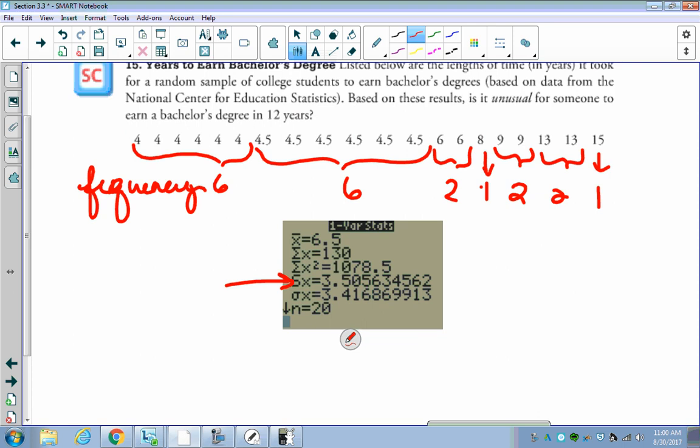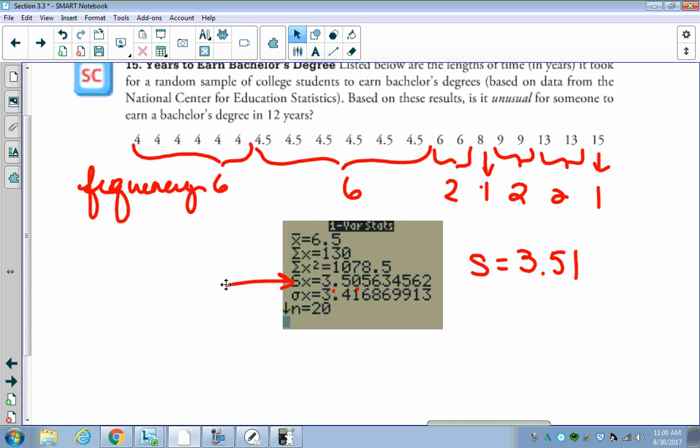Okay, so when I look at 3.505 and I'm rounding to my hundredths, that 5 has to bump that up to a 1. So my standard deviation is 3.51. That makes sense? Okay, we're going to come back to whether it's unusual or not once we get through more of what we're talking about, okay? So we'll come back to that problem.